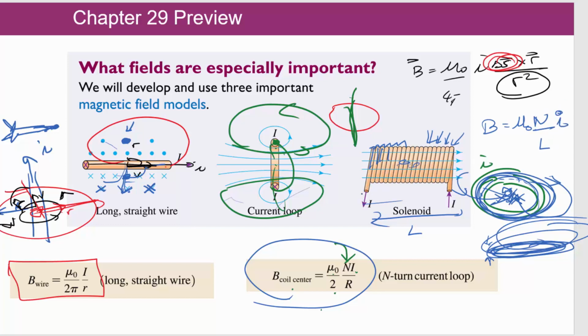The number of turns divided by L, we write that as little n. Okay, so that's a constant value. The magnetic field, whether you're at this point of the solenoid, that point of the solenoid, right there within the solenoid, the magnetic field is constant or uniform inside of the solenoid.